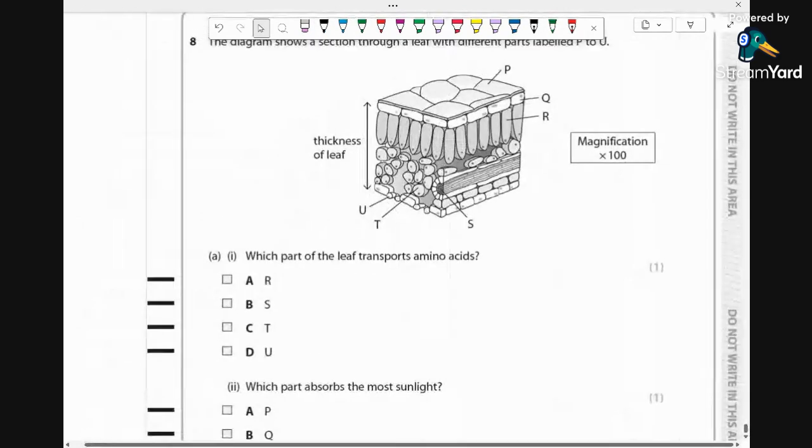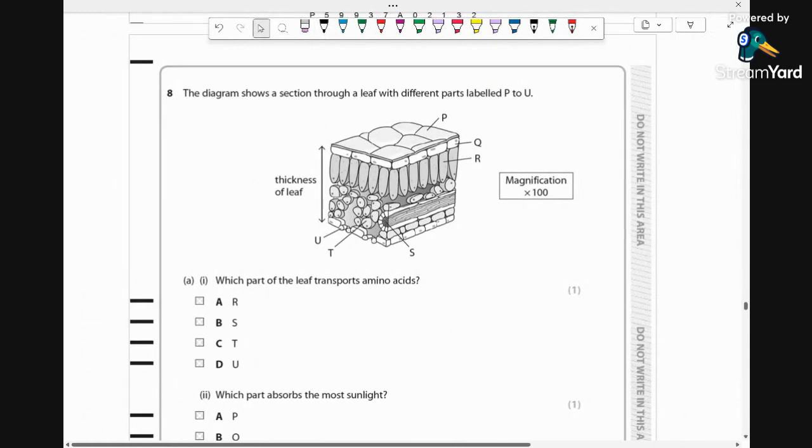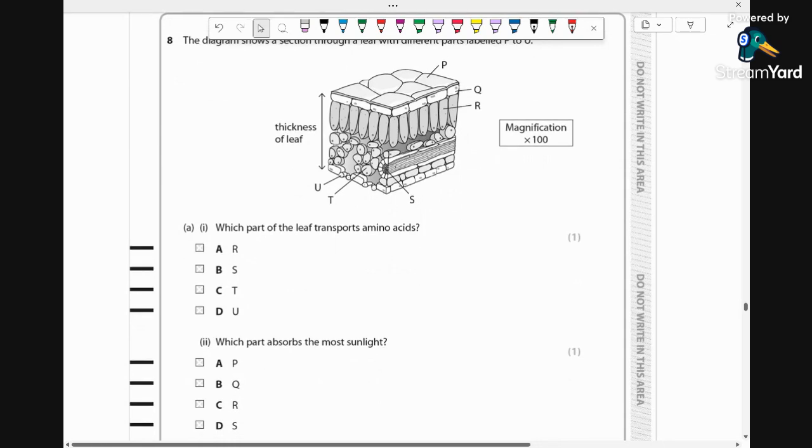Right. Question 8. We're nearly getting there. We're probably about an hour through now, so half time, and we're already nearly getting there. So, right. Question 8. Diagram shows a section through a leaf with different parts labeled P to U. So the magnification is 100 times.